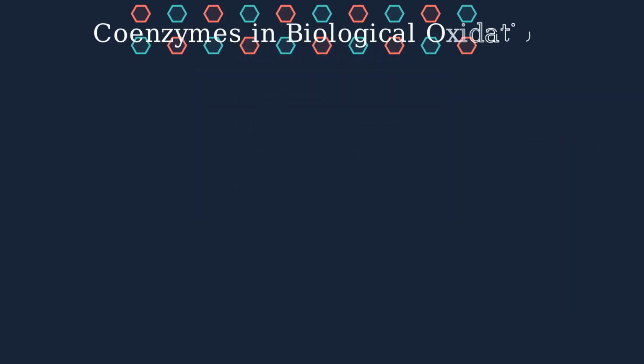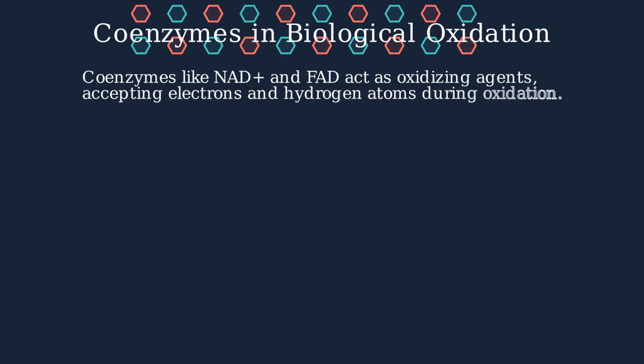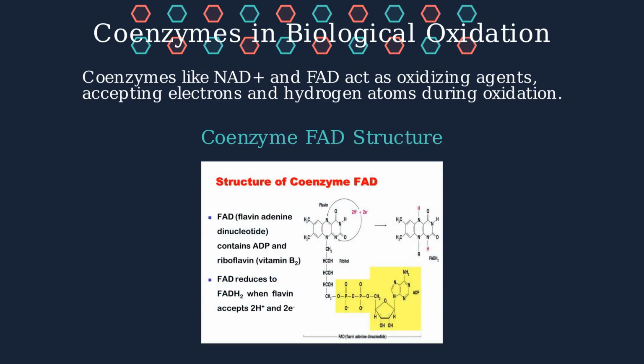Coenzymes play a crucial role in biological oxidation. Molecules like NAD+ and FAD act as oxidizing agents. Flavin adenine dinucleotide, or FAD, consists of a riboflavin attached to an ADP molecule. During oxidation reactions, FAD accepts two hydrogen atoms to become FADH2.